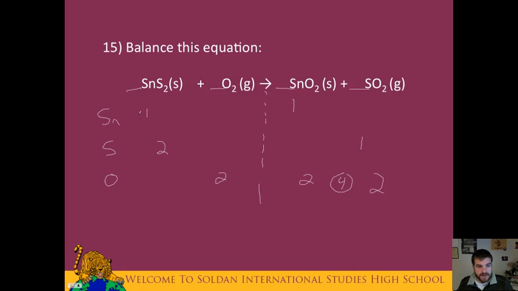All right, our tin is balanced, so we go to our sulfur. There's only 1 sulfur over here, so I'm going to put a coefficient of 2. That changes this to 2, and it changes my oxygen to 4, which changes the total oxygen to 6. Now my tins are balanced, my sulfurs are balanced, my oxygens, I have 6 in the products and 2 in the reactants. So I put a 3 here, that changes this to a 6, and now we're balanced. 1 tin on each side, 2 sulfurs, and 6 oxygens.